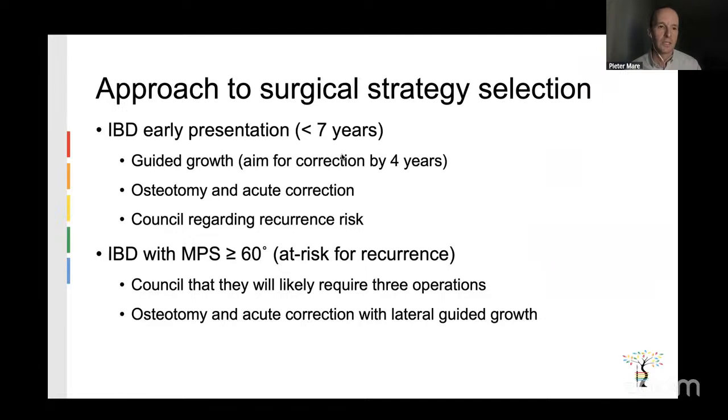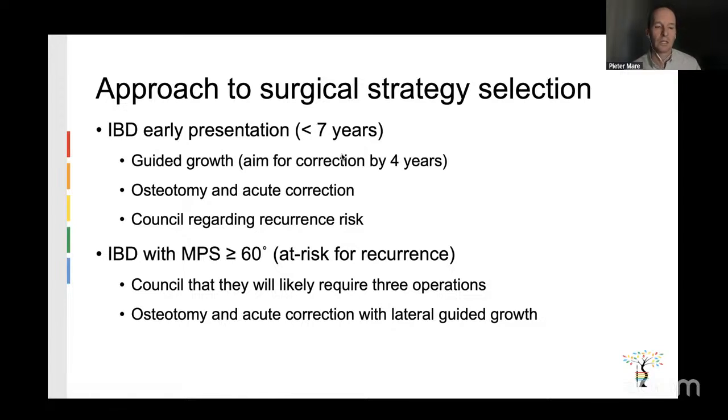Infantile Blount's disease that presents early, the ideal would be guided growth if they present around the age of 3. But we want to aim for correction by the age of 4 years. So if it's closer to that time, we lean towards osteotomy and acute correction.